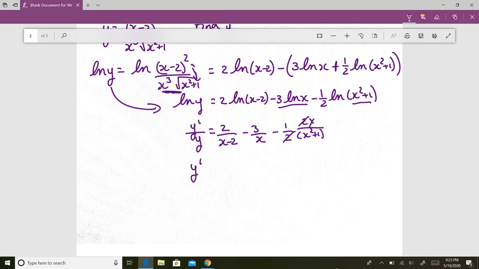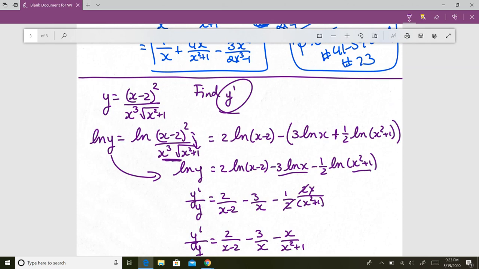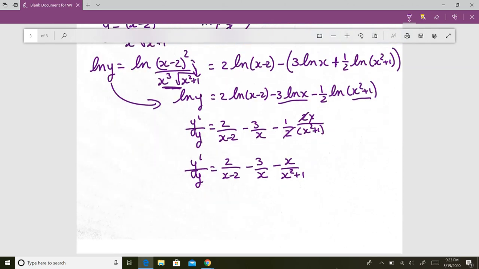So I'm going to end up with y prime over y is equal to 2 over x minus 2 minus 3 over x minus x over x squared plus 1. All right, now we're not done yet because we're trying to find y primed. I don't have y primed, I have y primed over y. So I'm multiplying the y up. I get this. That still doesn't look right because we've got this stupid y here.